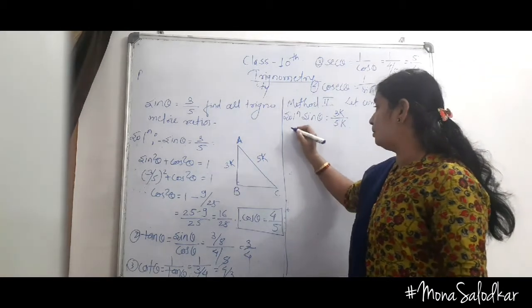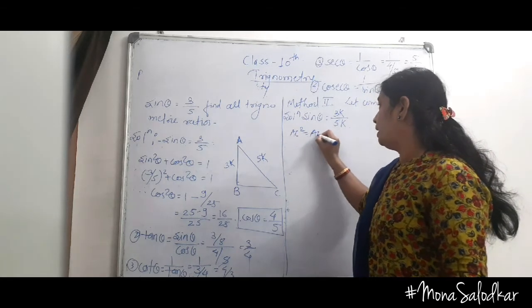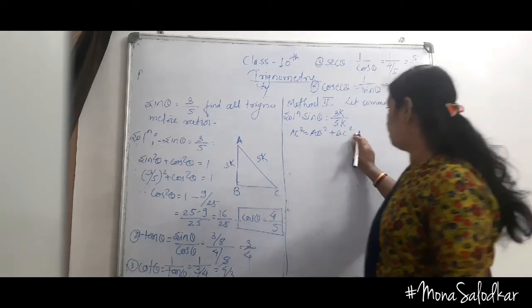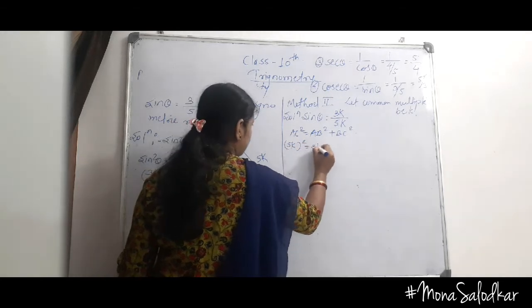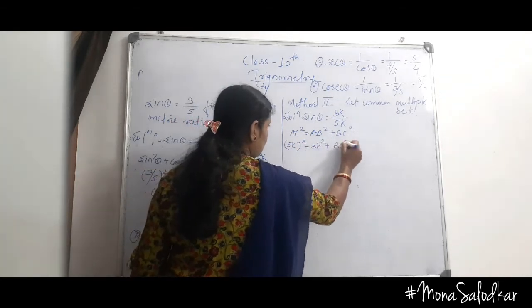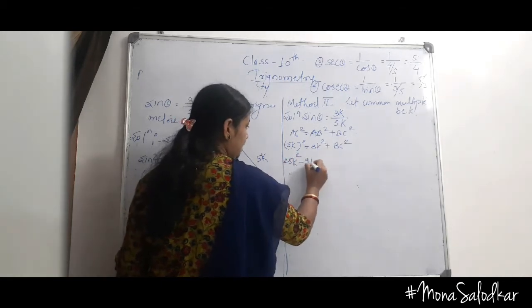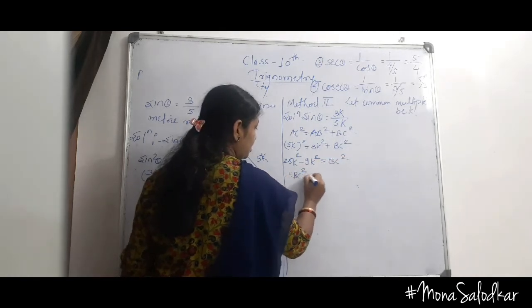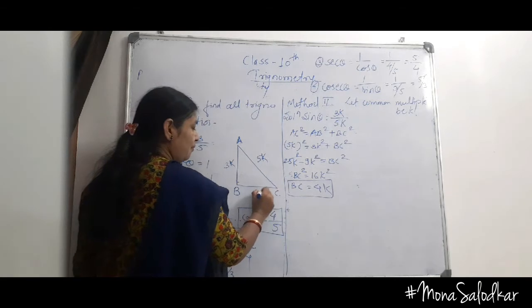Then by using Pythagoras you have to find out the remaining ratio. So by using Pythagoras, what you get? AC square is equal to AB square plus BC square. Now AC is 5k square, AB is 3k square, plus BC you have to find out. 5 square k square means 25k square, 3k square means 9k square, is equal to BC square. And therefore BC square is equal to 16k square, and then BC is equal to how much? 4k.